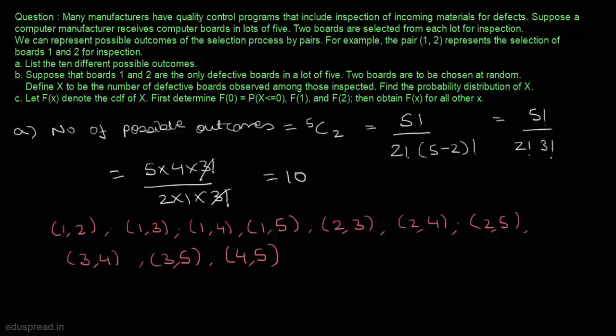Suppose that boards 1 and 2 are the only defective boards in a lot of 5. 2 boards are to be chosen at random. Define X to be the number of defective boards observed among those inspected. Find the probability distribution of X. So this is part B, and here we have to find the probability distribution of X.